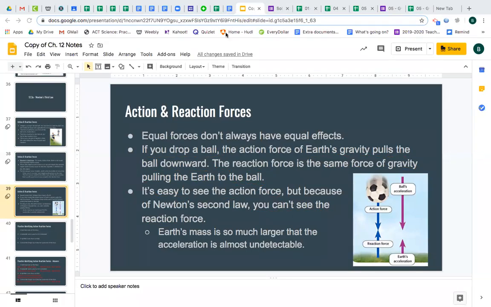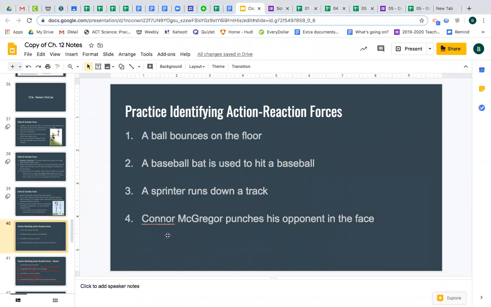But let's do some practice with identifying action-reaction forces. So we've seen the Earth pulls the ball downward is the action force, the ball pulls the Earth upwards, the reaction force. So let's do some practice. I will do the first one with you, and the rest of them I'll give you to do on your own. I have answers on the next slide, so if you want to pause this after I do this first one and answer these and then check yourself, you may do so.